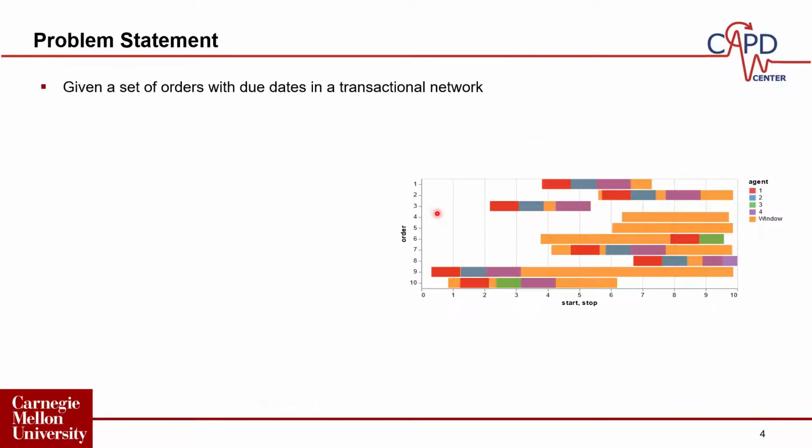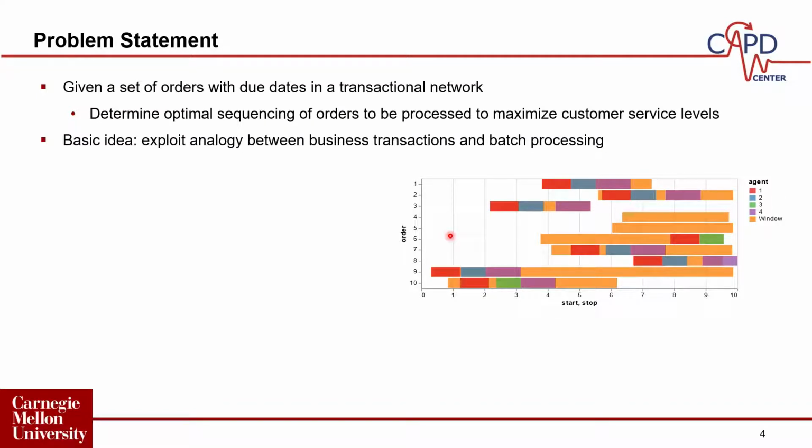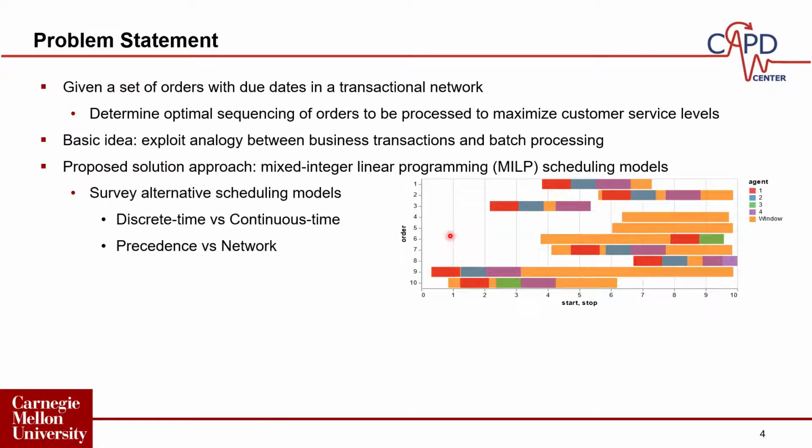And so the problem statement is, given a set of orders with due dates in the transactional network, can we determine the optimal sequencing of orders to be processed so that we can maximize the customer service levels? So the basic idea is, can we exploit this analogy between business transactions and batch processing and use mixed integer linear programming scheduling models, which are used frequently in the chemical industry, and apply those to business processes.